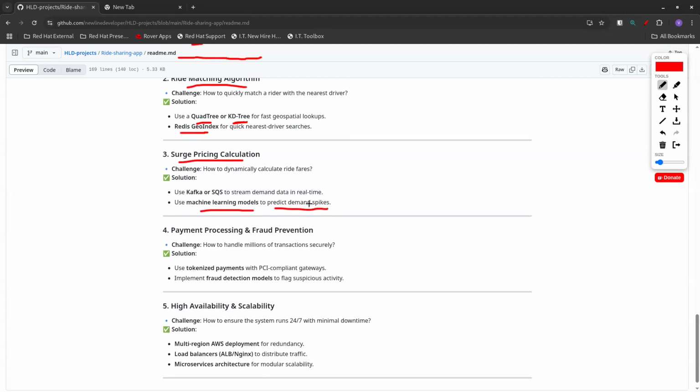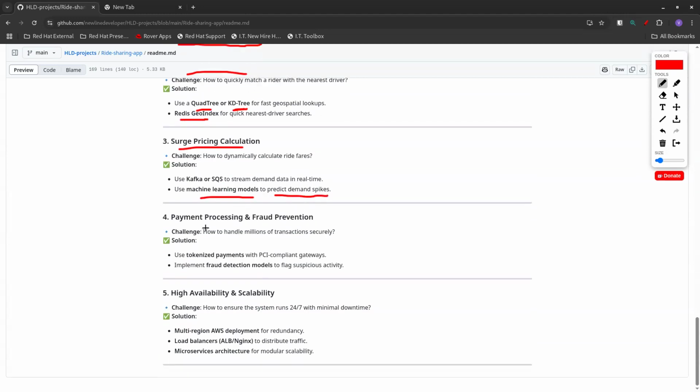Okay, payment processing and fraud prevention. How do we handle millions of transactions securely? We can use tokenized payments with PCI compliant gateways, and implement fraud detection models to flag suspicious activity if anything happens in the payment process.